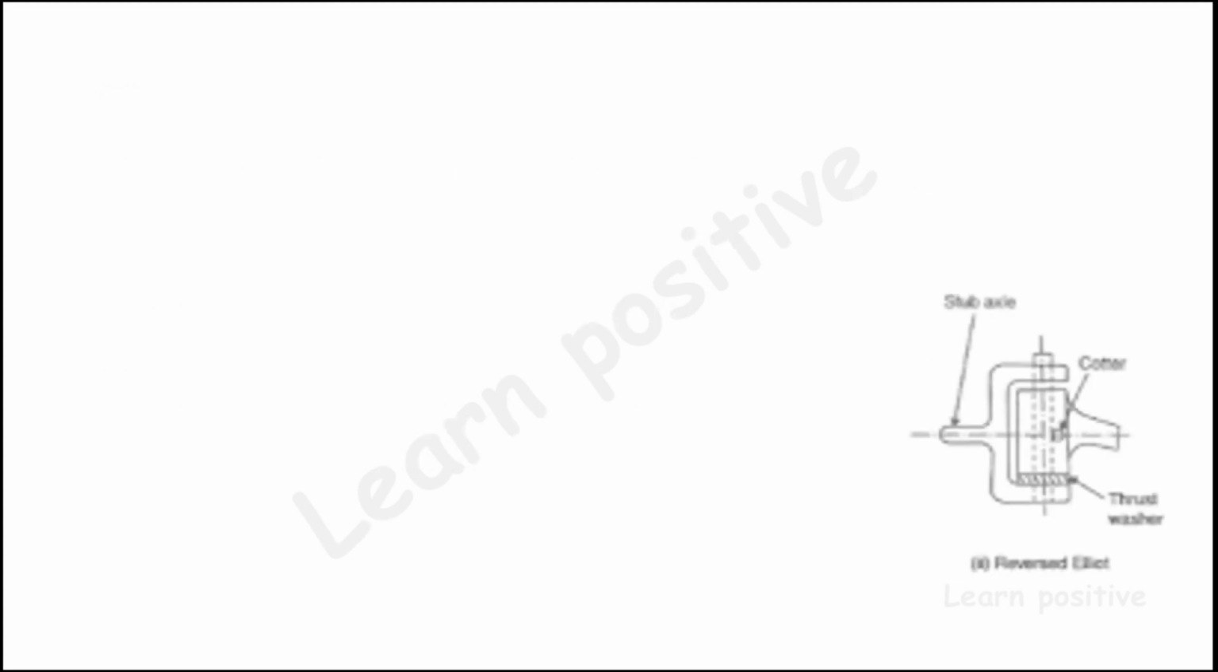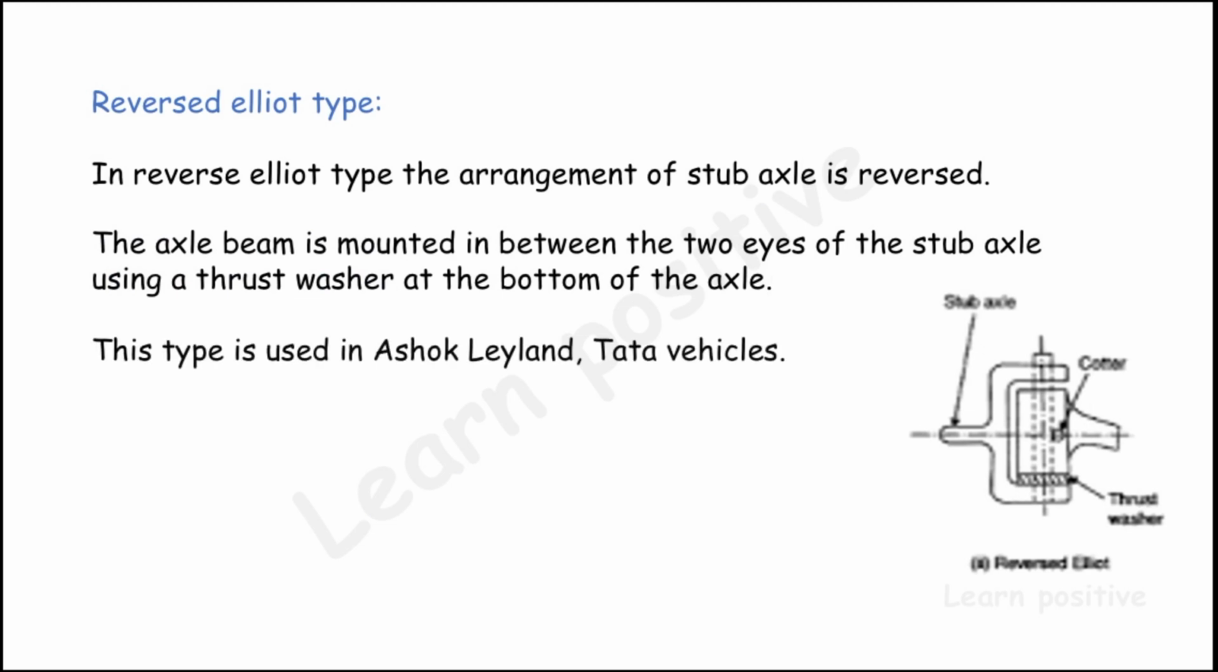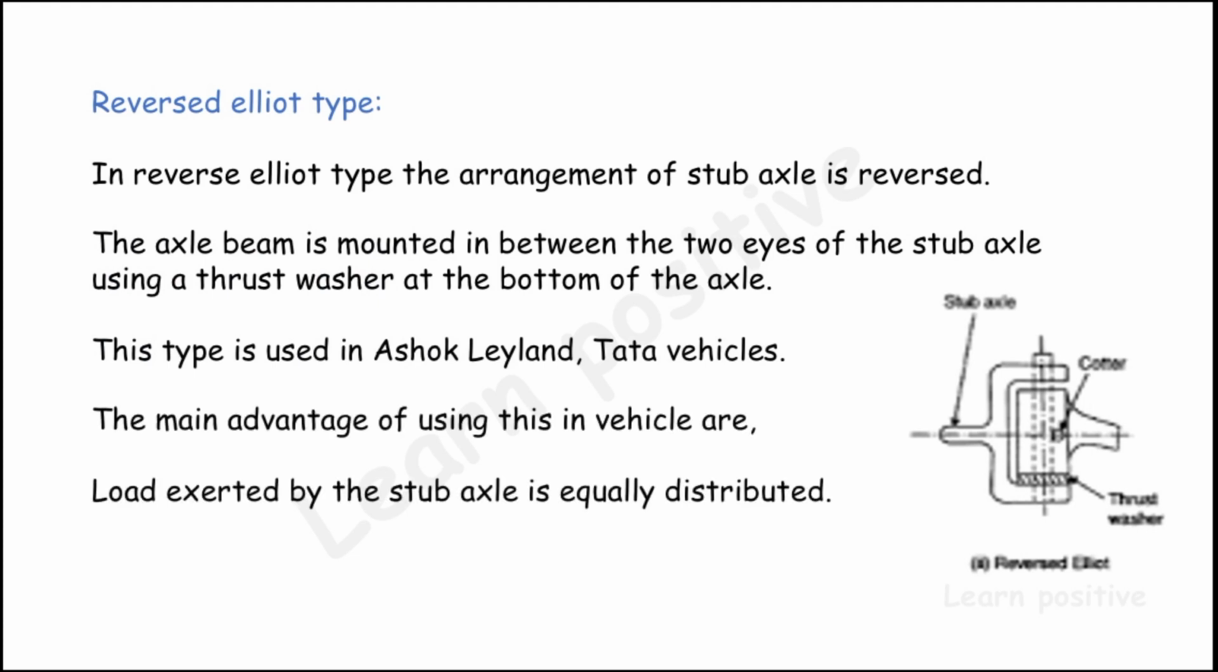In reverse Elliott type, the 2 eye end sections are in the stub axle and the single eye end section is in the axle. So the arrangement of the stub axle is reversed. The axle beam is mounted in between the 2 eyes of the stub axle, using a thrust washer at the bottom of the axle. This type of stub axle is used in Ashok Leyland and Tata vehicles. The main advantage is that the load exerted is equally distributed to the wheels, and due to this steering is very easy.